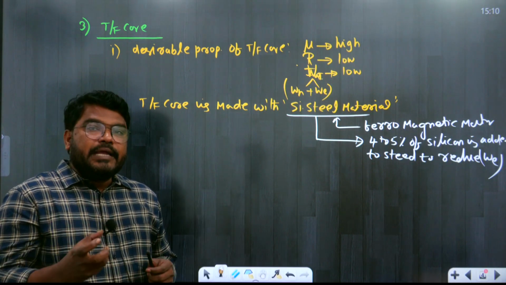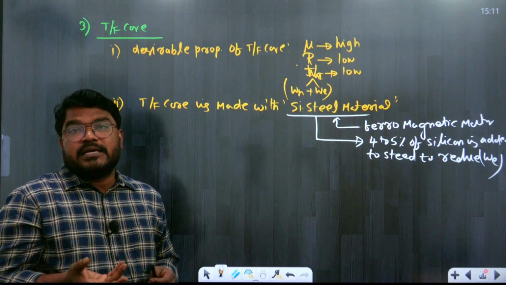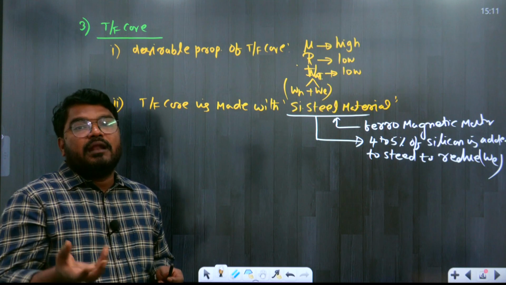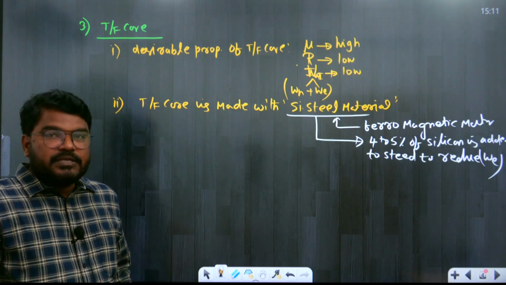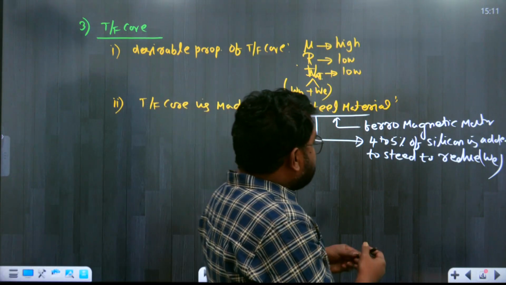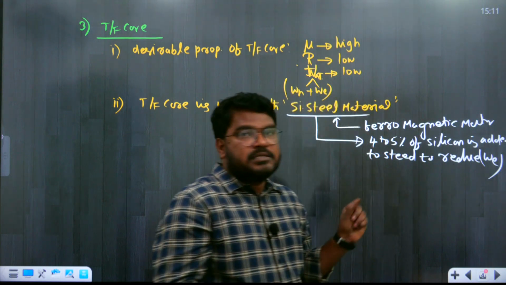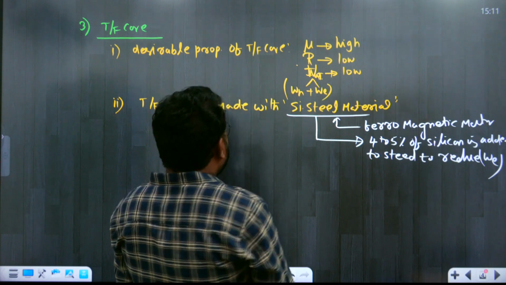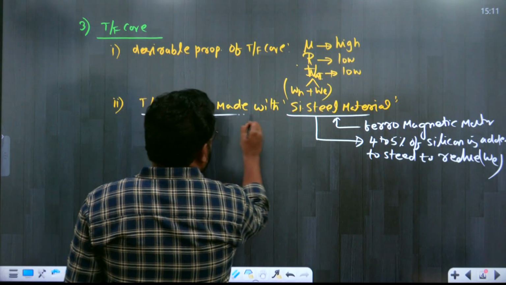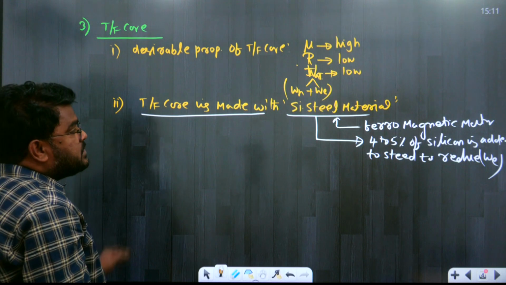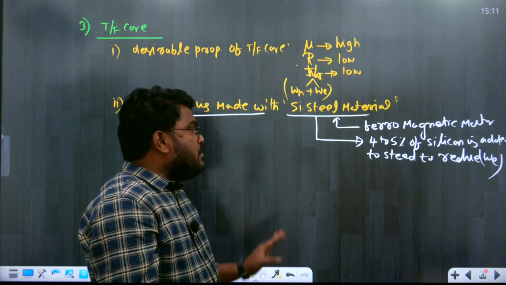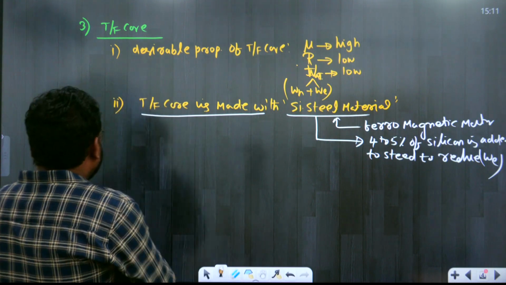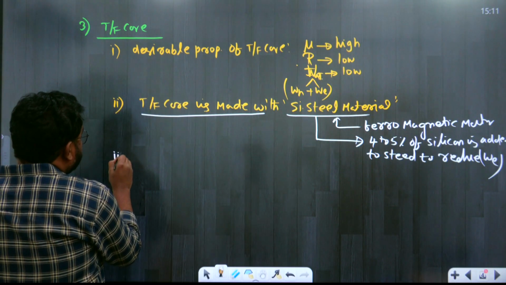The conductivity of the core will increase. The increase in conductivity increases the eddy current losses of the transformer, which is undesirable. That's why only a small fraction of silicon is added to the steel material to reduce eddy current losses. Now, the transformer core is made with silicon steel material. Silicon steel is a ferromagnetic material and 4 to 5% of silicon is added to the steel. So, one more point about the transformer core.